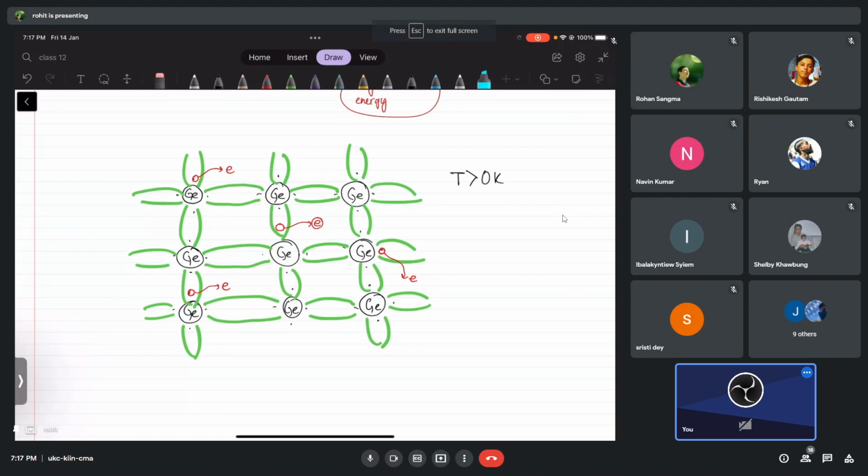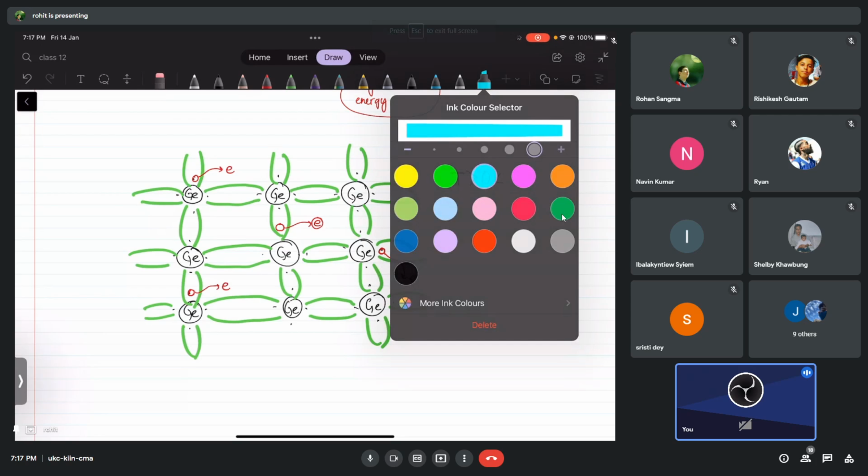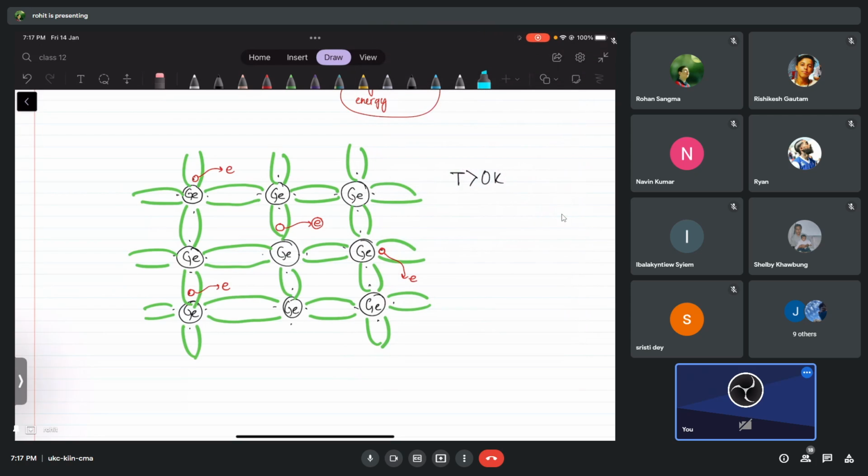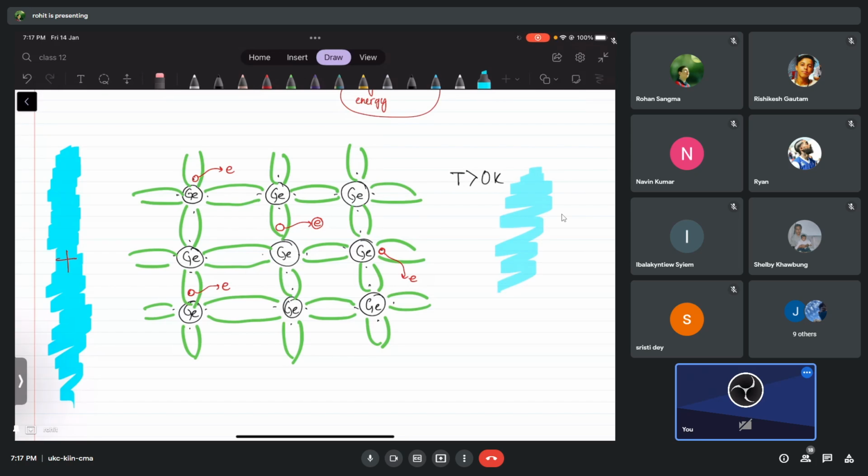Okay, so same thing. What are we going to do with these semiconductors? Let's check, let it be conductors or semiconductors. You have to apply a potential difference. Let's apply a potential difference. Let's make this side positive, and let me make this side negative.